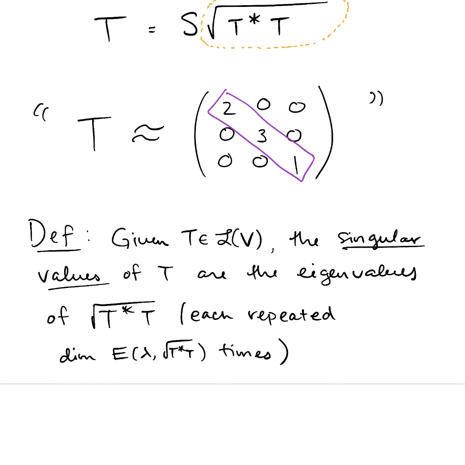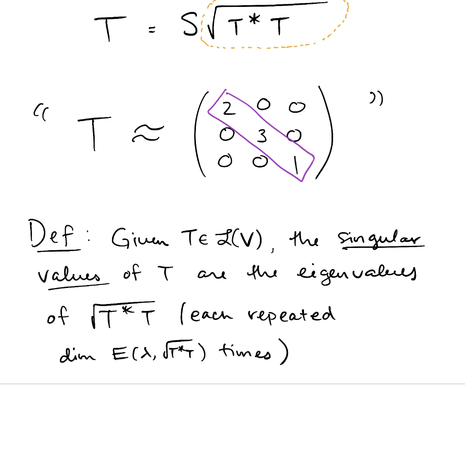and the number of singular values of the operator is just the dimension of the space. Because this thing, root T star T, is definitely a positive operator and is therefore going to have all these eigenvalues down the diagonal with respect to some orthonormal basis. So that's it. That's what the singular values are.